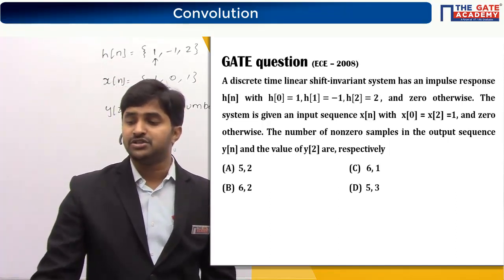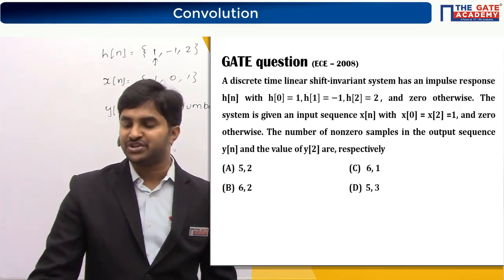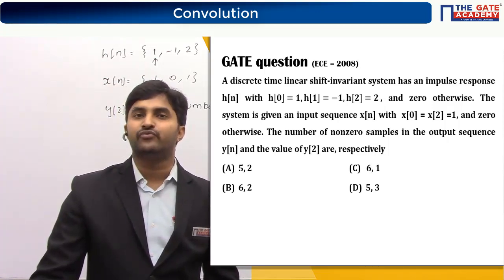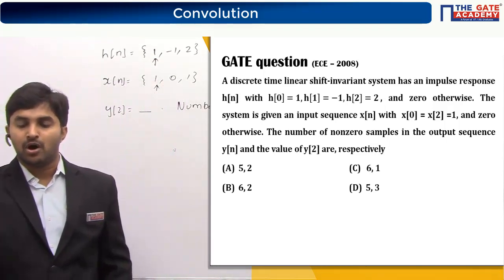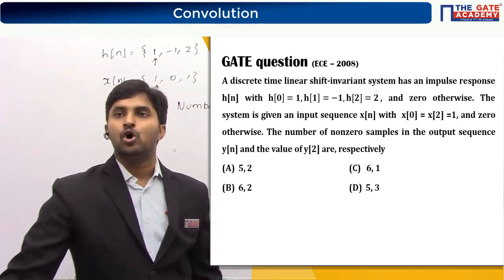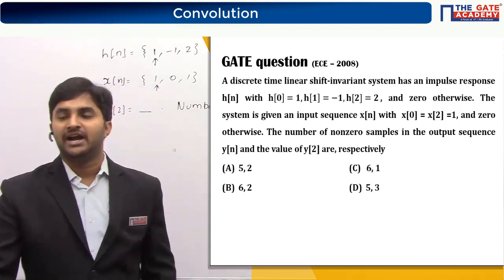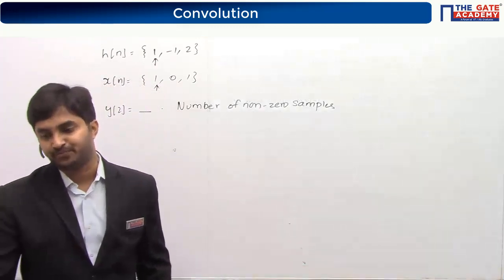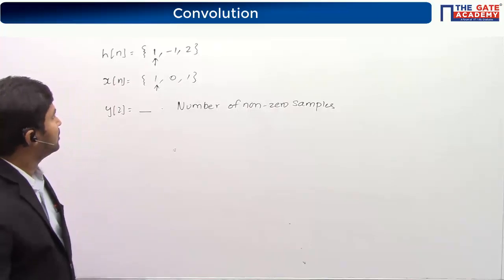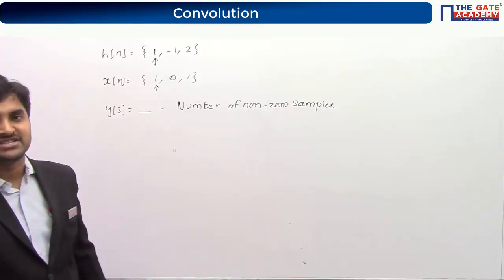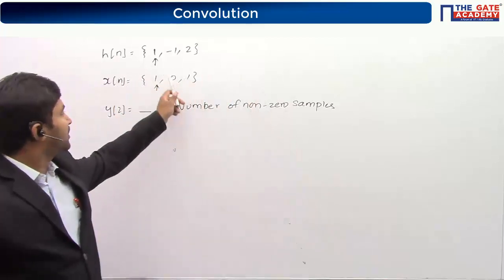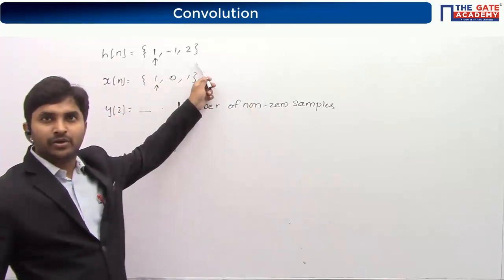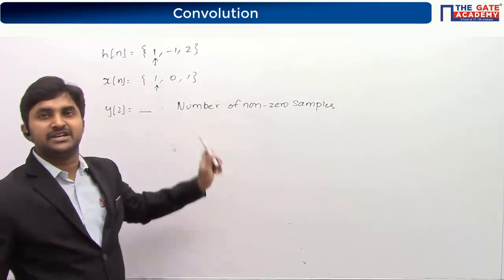The number of non-zero samples in the output sequence y of n and the value of y of 2 are, respectively: option A is 5, 2, option B is 6, 2, option C is 6, 1 and option D is 5, 3. So the same data given regarding h of n and x of n is given on the board in the form of the sequence representation.